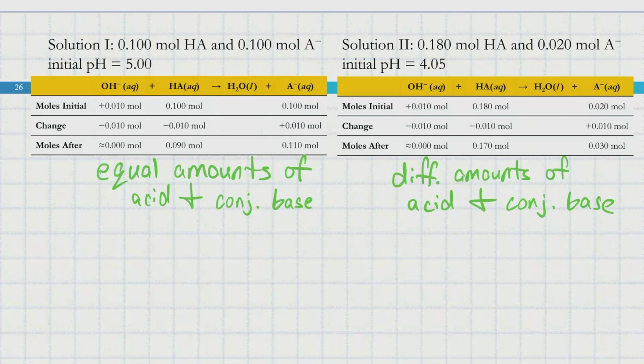So let's calculate our initial pHs. Oh no, they're already calculated for us. Love that. Good prep work. So our initial pH in our first case is 5. Our initial pH in the second one is 4.05. And we've got our change tables already done for us. So we've got our amount of conjugate base and acid, so we're already in a place where we can plug in for our Henderson-Hasselbalch equation.